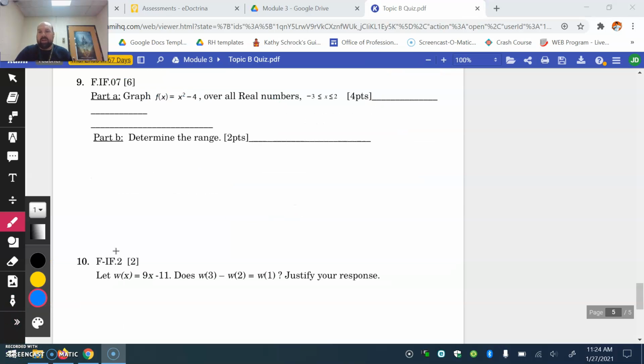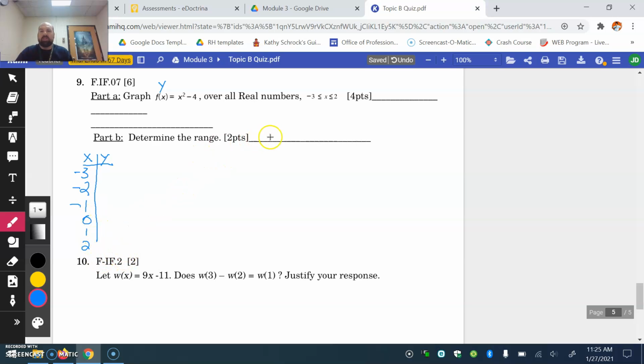Okay, for question 9, there is no grid or graph on my copy here. This is just blank, but I'm going to show you something. Okay, so they say graph f of x equals x squared minus 4. By the way, f of x is your y. Okay, over all real numbers, negative 3 is less than or equal to x is less than or equal to 2. Now, negative 3, negative 2, negative 1, 0, 1, 2. There are some y values that go along with all of these x values.